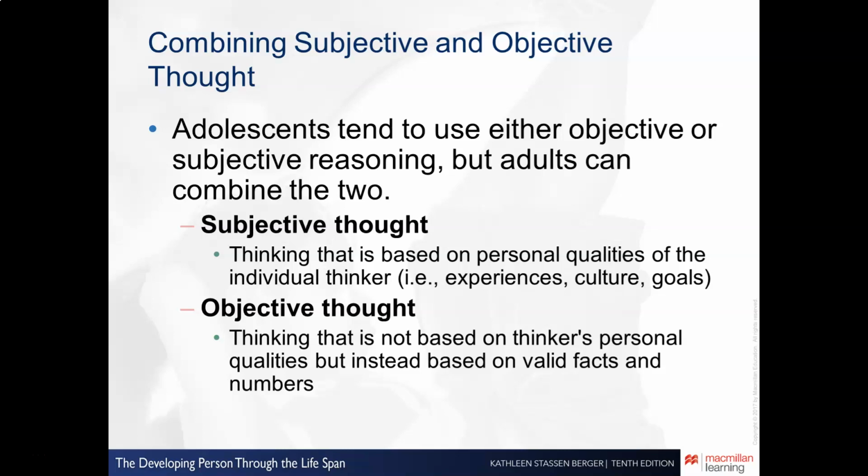Okay, and then there are two terms on this slide that I would like for you to be aware of. One is called subjective thought, and that means thinking that's based on one's personal qualities, things like personal experiences, one's culture, one's goals. That is called subjective thought. Objective thought, on the other hand, is thinking that is not based on the thinker's personal qualities, but instead is based on facts and numbers. So definitely things like mathematical thought, or pure facts.